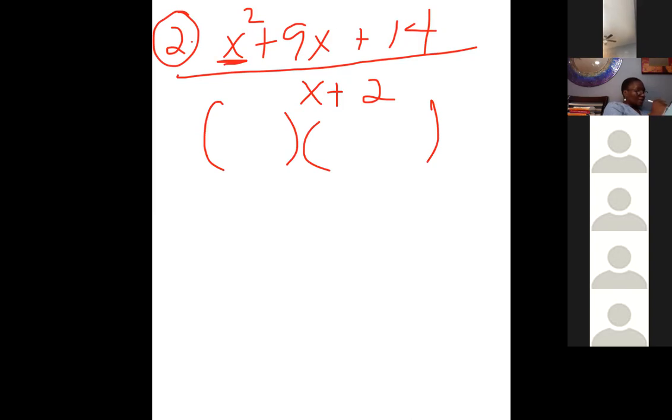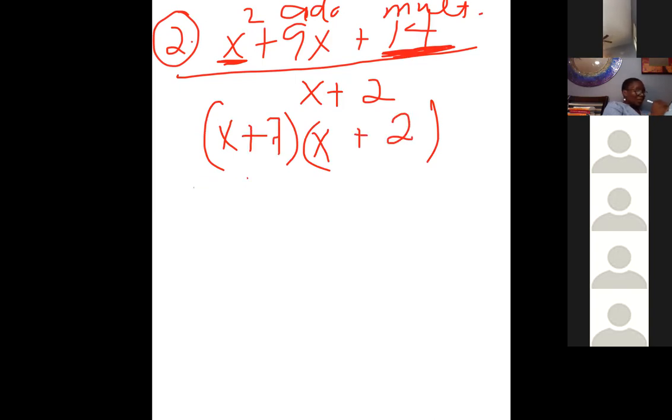X squared factors into x times x, and then 14 also factors. You want to find 2 numbers that multiply to give you 14. Remember, they multiply to give you 14 and add to give you 9, okay? So the 2 numbers that multiply to give you 14 and add to give you 9 are 7 and 2. And of course, you want to keep the other factor in the denominator. So now your problem has been factored.